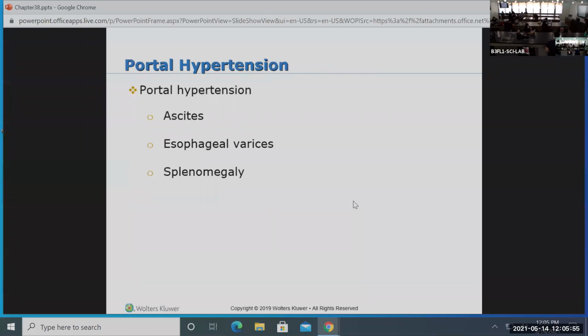Portal hypertension. Normally, these patients with portal hypertension also present with fluid. Normally we do have peritoneal fluid, but an increase in the volume of fluid in the peritoneal cavity is ascites. Esophageal varices happen, and sometimes the spleen is enlarged also.